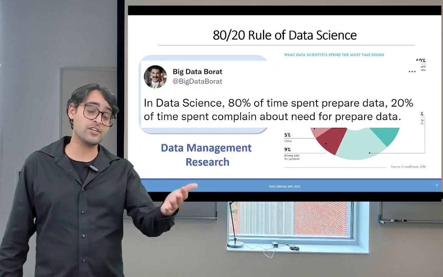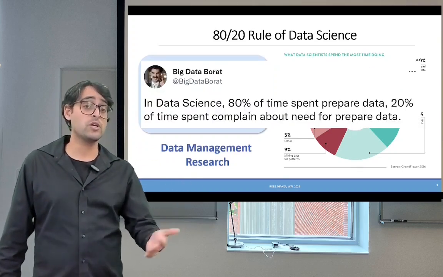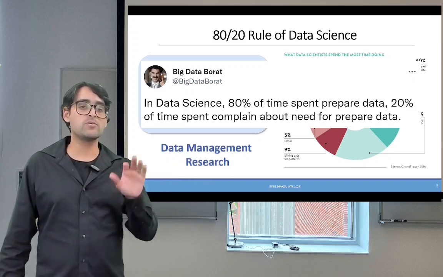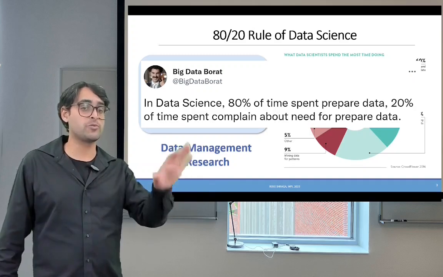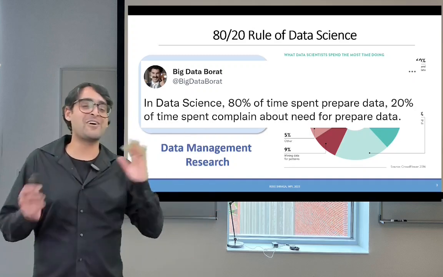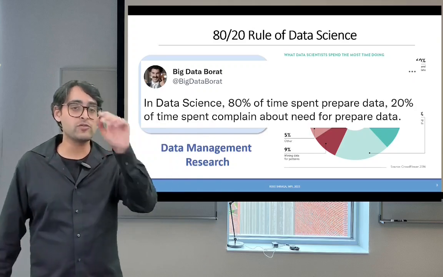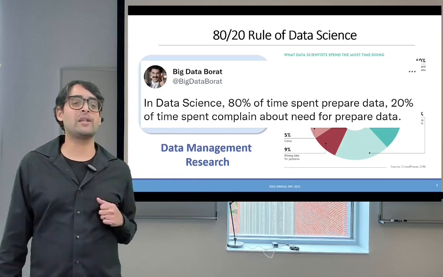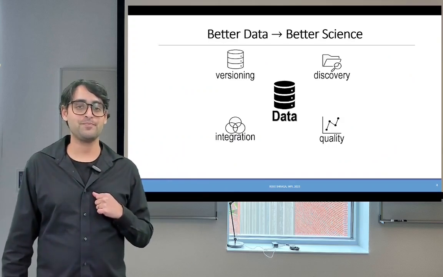There are additional alternative takes to the 80-20% rule. For example, Big Data Borat, which is a common Twitter account, talks about this rule as 80% of time spent on preparing the data and 20% of time spent on complaining how I needed to prepare the data. And those of you who worked with data before and will work with data in the future can definitely relate to this alternative rule.